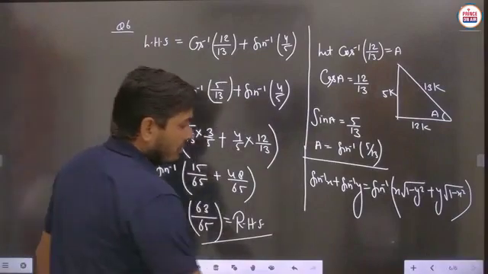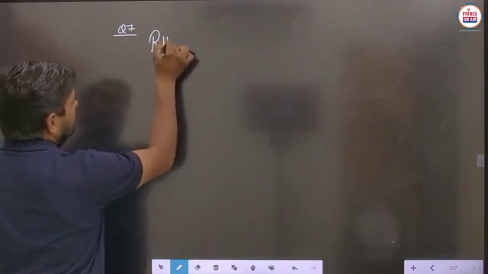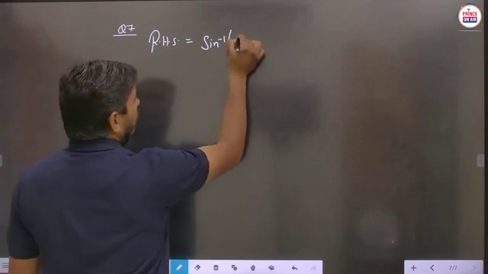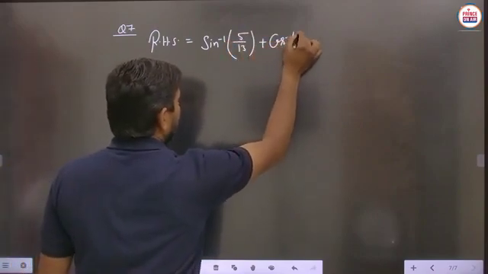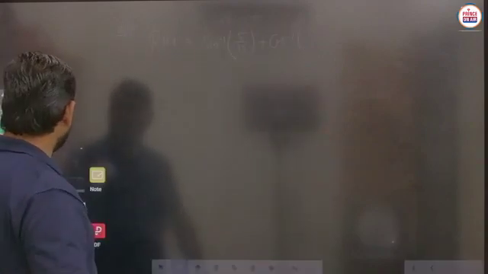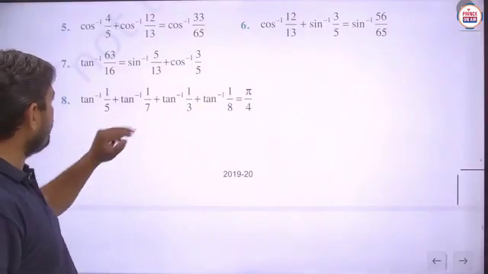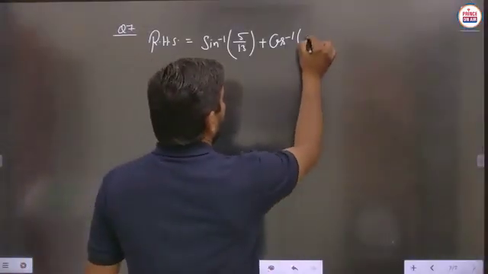Sin inverse 5 by 13. In this question number 7, we have to take the right hand side as sin inverse 5 by 13 plus cos inverse 3 by 5. You can just check the question again. Cos inverse 3 by 5, no problem.